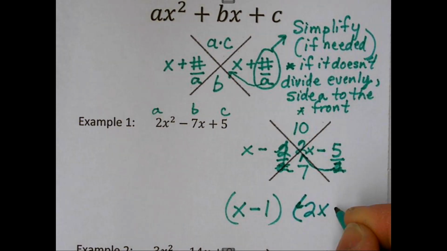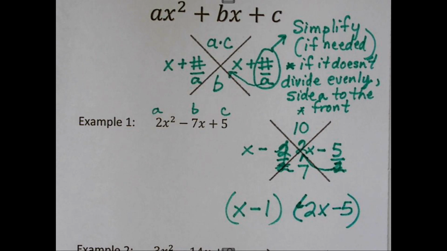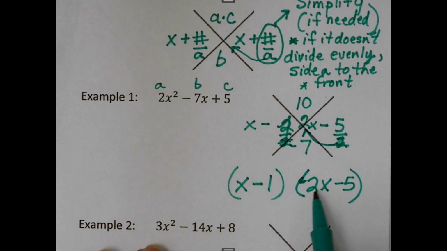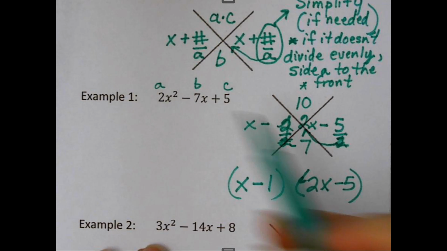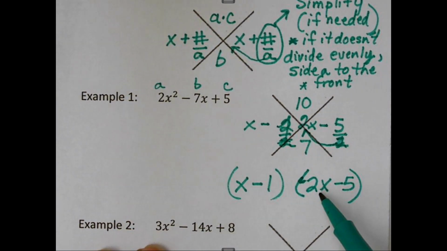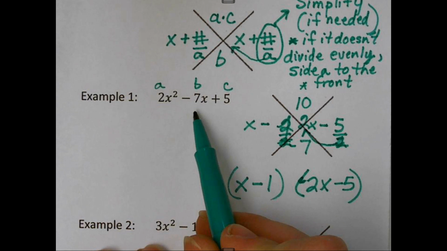Now let's check it. x times 2x, there's our 2x squared. The outer is -5x. The inner is -2x. There's our -7x. -1 times -5 is +5. So they're real easy to check to make sure that you've got it right.